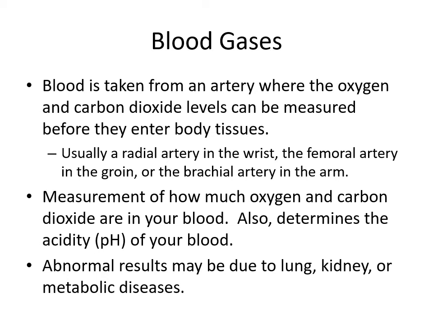Here we get a measurement of how much oxygen and carbon dioxide are in the blood, and it helps us determine the acidity of the blood. Abnormal results though may be due to lung, kidney, or metabolic diseases. So again, while we know there is something wrong, we still don't necessarily know the source.